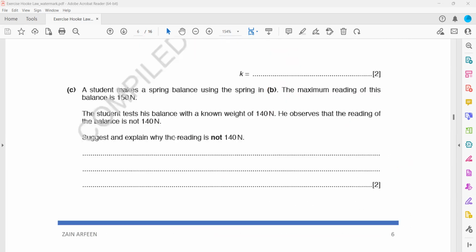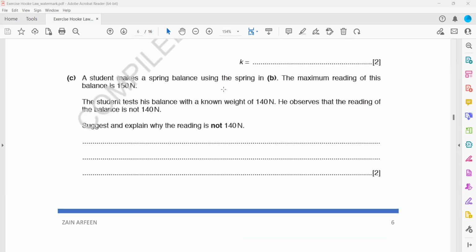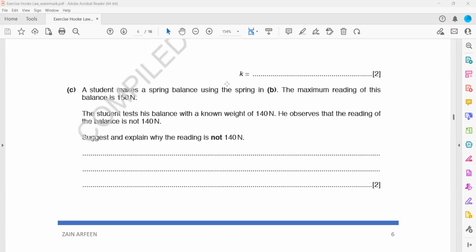Then a student makes a spring balance by using the spring in B. The maximum reading on this balance is 150. The student tested the balance with a known weight of 140 and observed the reading is not 140. Suggest and explain why the reading is not 140.